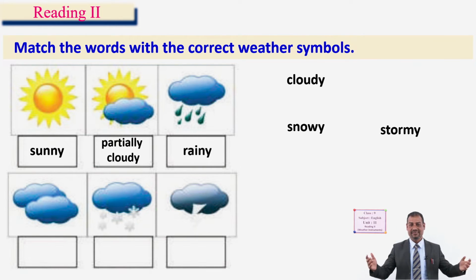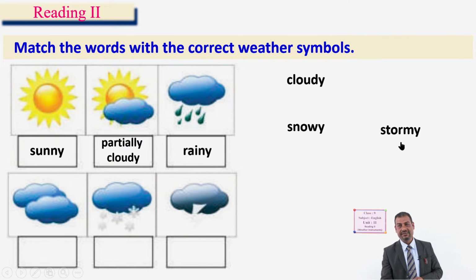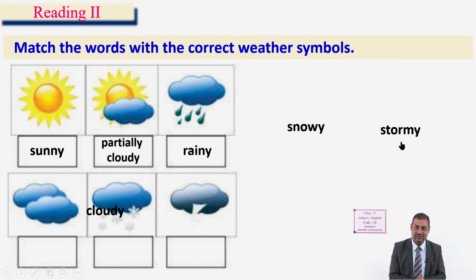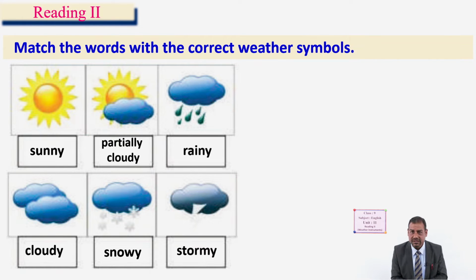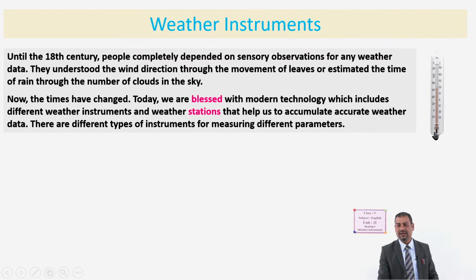Next one, which is this? What type of weather? Is it cloudy, snowy, or stormy? Alright, dear students, it's cloudy. And the next one, can you tell me? The next weather is? Yes, it is snowy. And finally, it is stormy weather. I hope you might have made a guess what we are going to learn in the text. So what is it? Okay, let me show you. It is weather instruments, and you can see this is an example of a weather instrument.